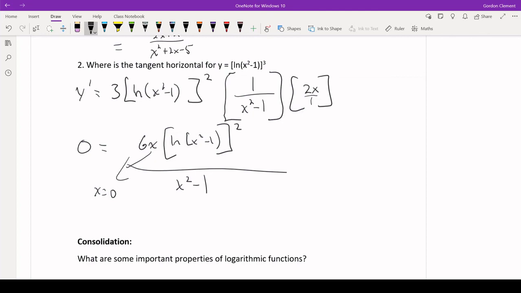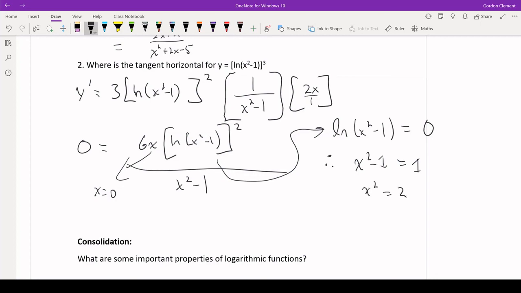And the other thing is where this is 0. And we've got this log thing equals 0. What does that mean? Oh yeah, that means that the inside has to be 1. Logs are 0 when the inside is 1. So we get x squared equals 2. So we get x equals plus or minus the square root of 2.